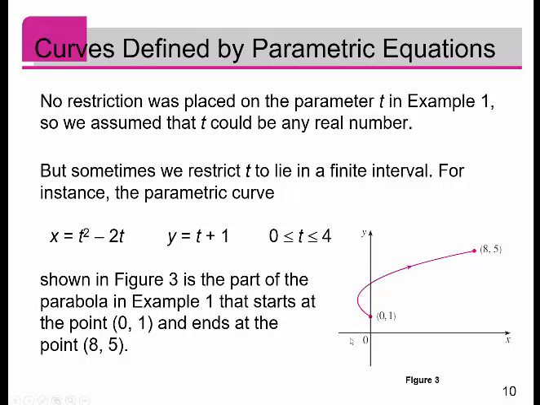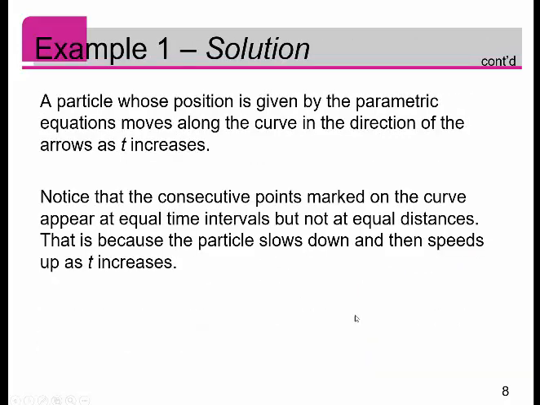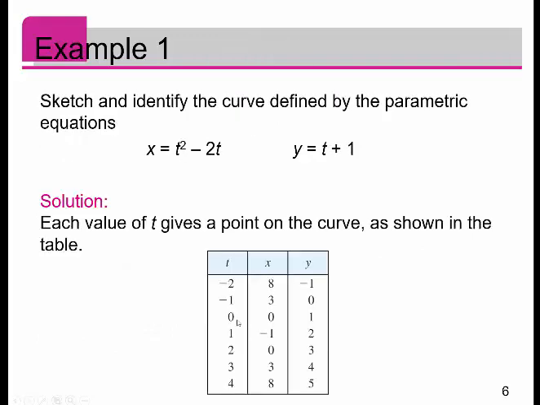All right. So no restriction was placed on the parameter t in example 1. We assume that t could be any real number. But sometimes we restrict t to lie on a finite interval. For instance, if we just have the same exact parametric curve, but say, hey, graph the curve from 0 to 4 for t. Figure 3 here would only show when t is equal to 0 all the way to t is equal to 4. And if you look back here, forgive me for going back, 0 to 4, it's just these 5 points right here.